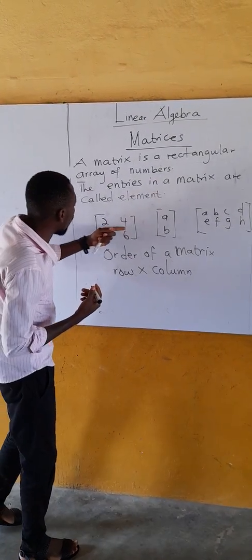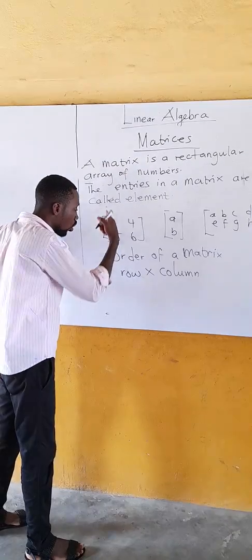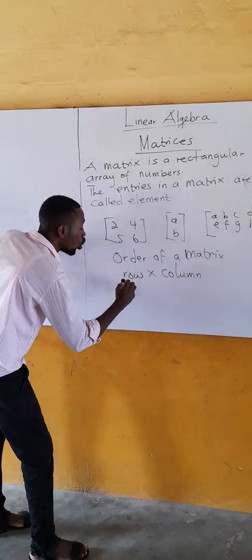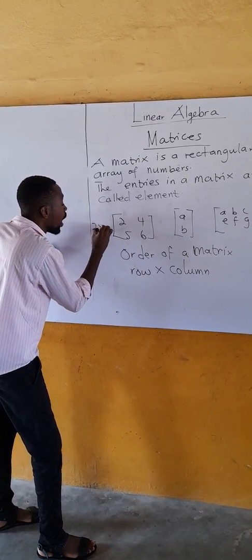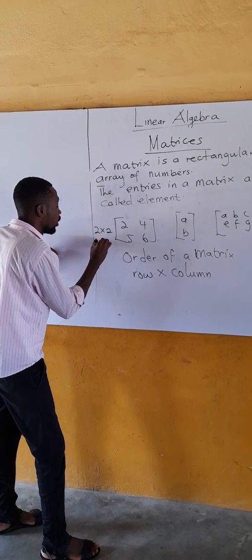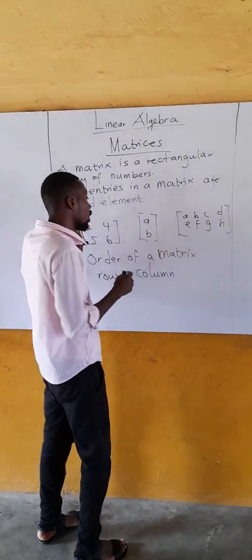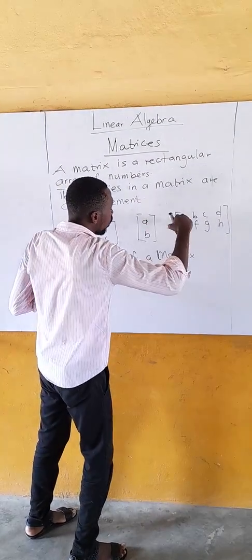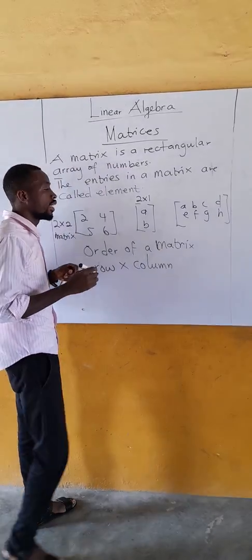So for instance, let's look at this matrix. How many entries are in the row? 2. How many entries are in the column? 2. So we can say that this matrix is a 2 by 2 matrix. Now let's look at this matrix. How many entries are in the row? 2. How many entries are in the column? 1. So we can say it is a 2 by 1 matrix.